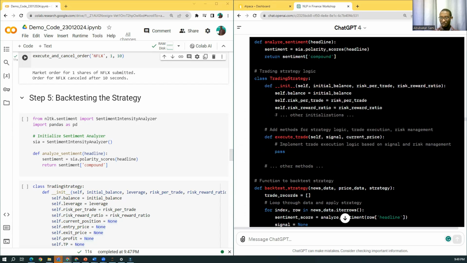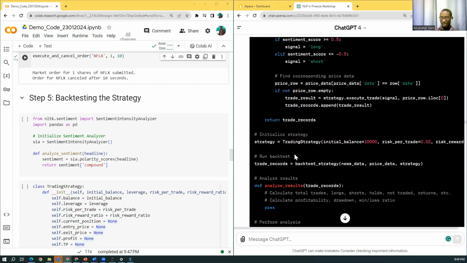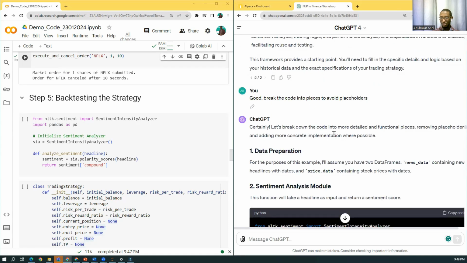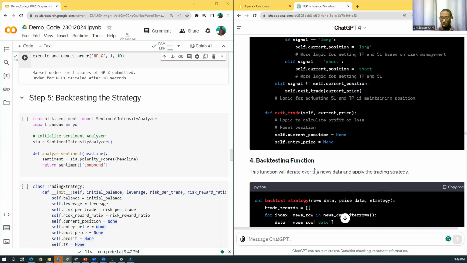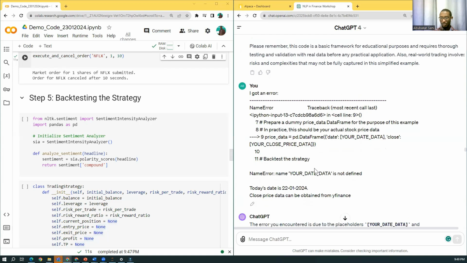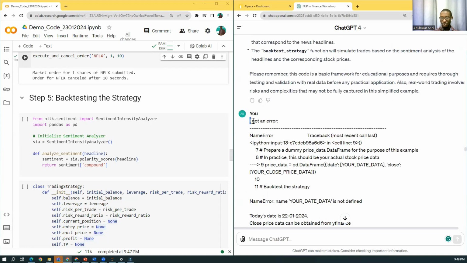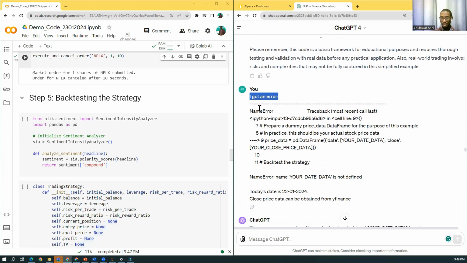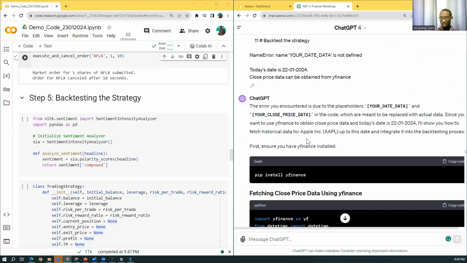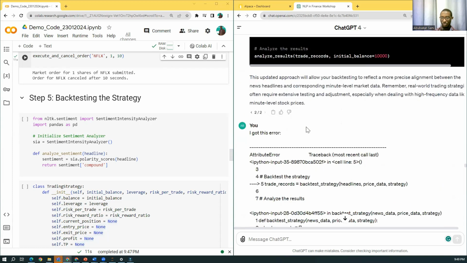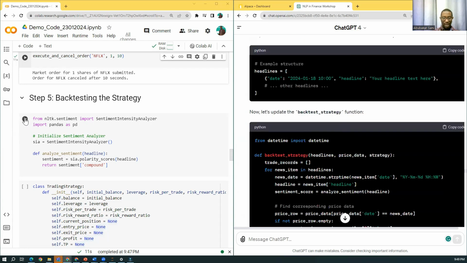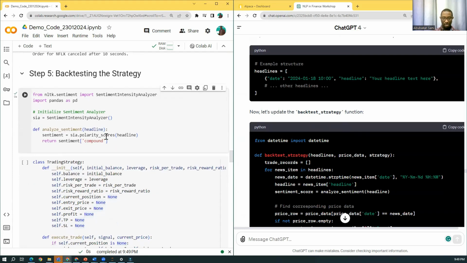It gave me code with so many placeholders. I didn't want that, so I told it to break the code down and avoid using placeholders, and it gave me a more improved code. However, I was getting some errors. All I did was copy the error, paste it, and tell it to work on that. It provided a solution, which I copied and pasted. However, I would like to mention that even though I had all the code ready, some of it didn't work, so I had to sit and edit the code myself.